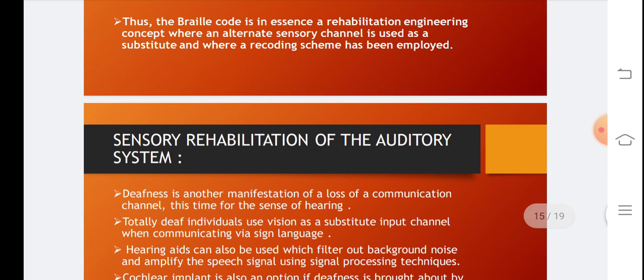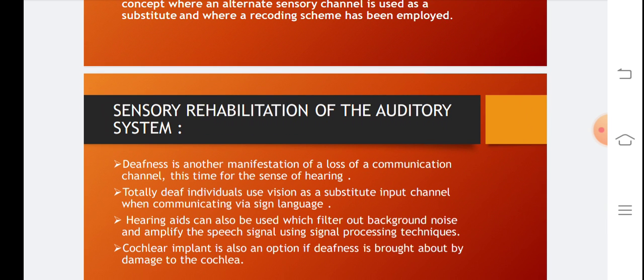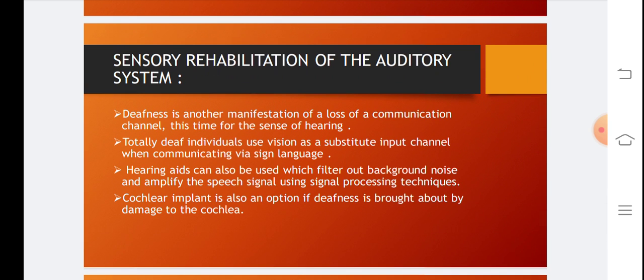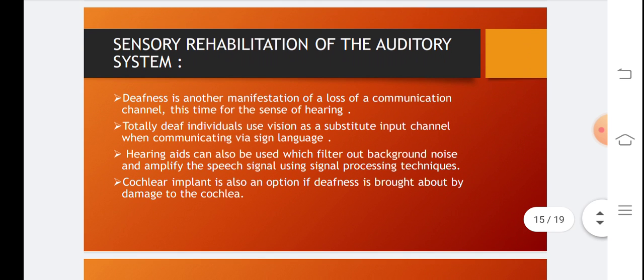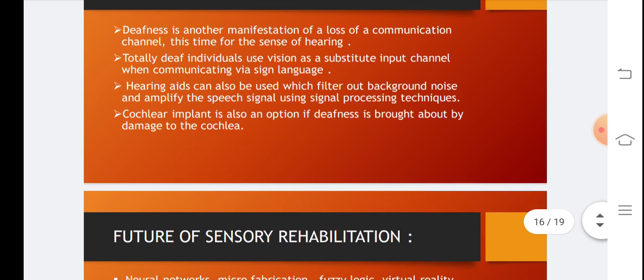Sensory rehabilitation of the auditory system. Auditory system means the sensory system for the sense of hearing. Deafness is another manifestation of a loss of a communication channel, the system for the sense of hearing. Deafness occurs when a person cannot understand speech through hearing even when sound is amplified. So hearing aids can also be used, which filter out background noise and amplify the speech signal using signal processing techniques. A cochlear implant is also an option if deafness is brought about by damage to the cochlea.